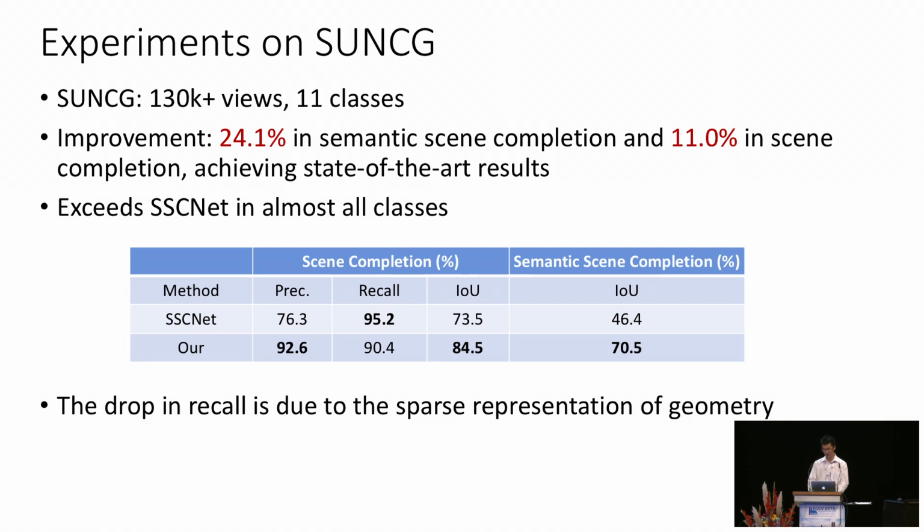Here we show the results of our network on SunCG dataset, which is a large-scale synthetic scene dataset. We outperform previous SSCNet by a significant margin, having an improvement of 24% in semantic scene completion and 11% in scene completion, achieving state-of-the-art results. Our network exceeds SSNet in almost all classes. We attribute the improvement to our network design, which enables building much deeper networks. The drop in recall is due to the sparse representation of geometry.